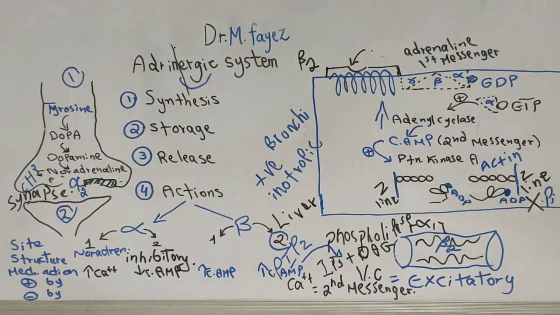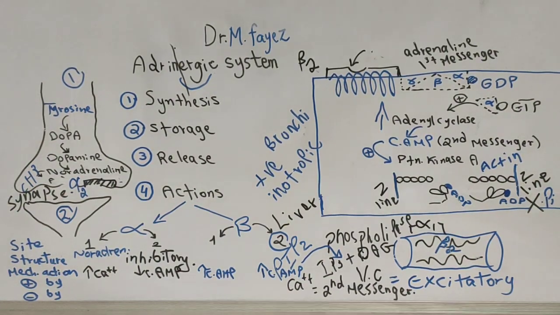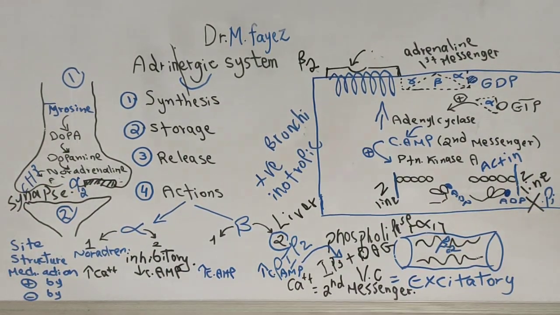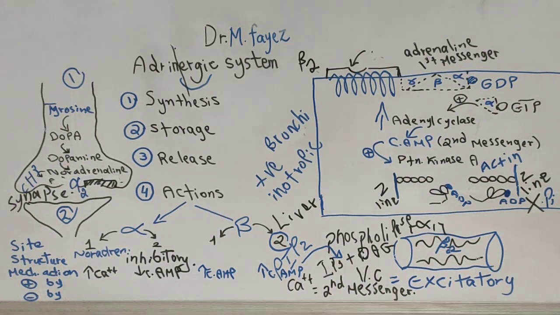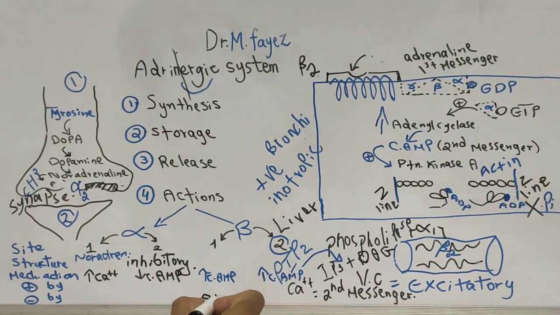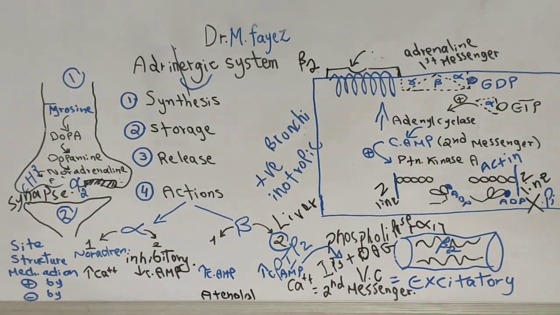Doctor, suppose I am a hypertensive patient. My blood pressure is high. Do I need the drug you will give me to activate beta 1 on my heart? If you do this, the heart will contract more. It will eject more blood into the aorta, causing more and more elevation of my blood pressure. So I should give you a beta 1 blocker, which is called atenolol, or its trade name, Inderal.